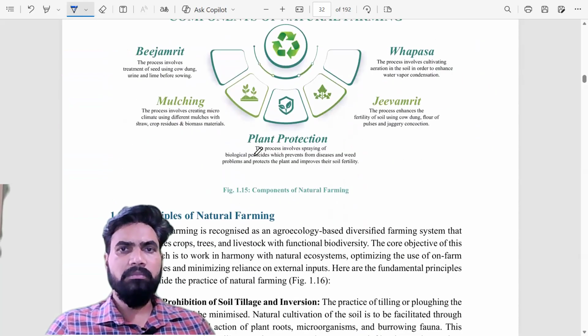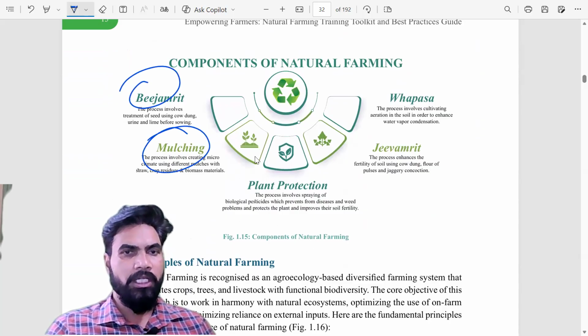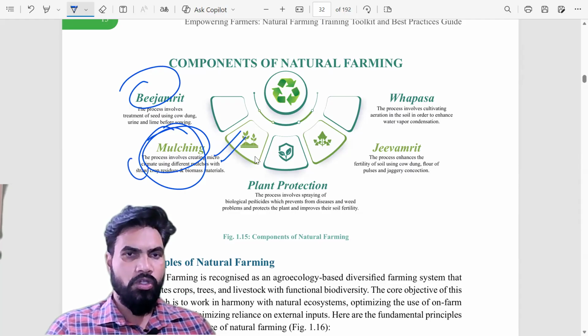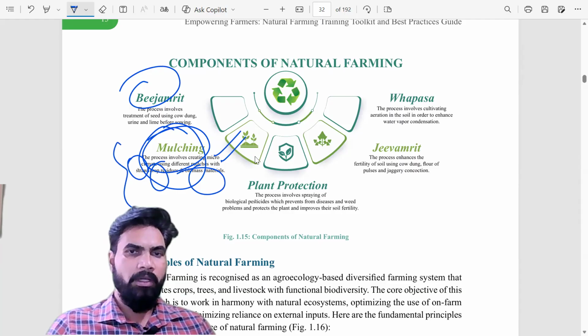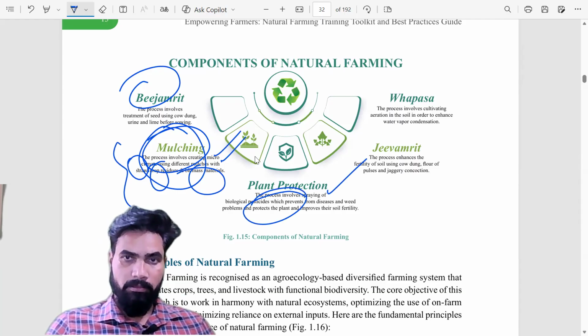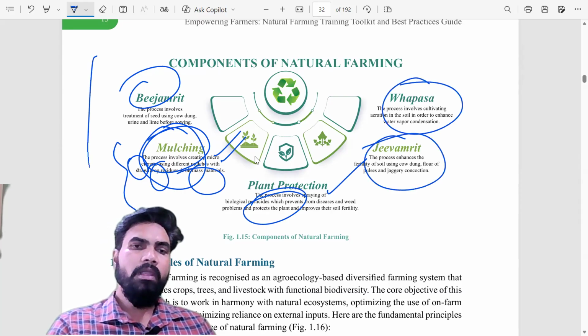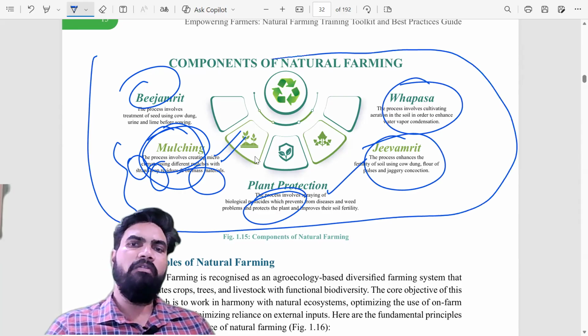So these are the components of natural farming. Five main components are there: Bijamrit, mulching. Mulching is nothing but creating a microclimate using different mulches with straw, crop residue, and biomass materials. It is covering the topsoil of the crop. Then plant protection is also there through various methods. Then Jeevamrit is there, and finally Vapasa is there. Try to remember these five important components.